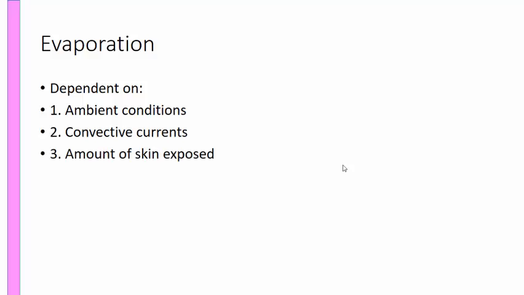It also depends on the amount of skin exposed. So if you are wearing long pants and a long sleeve shirt, then you have very little skin exposed, and any sweat that is produced on your body is just going to be soaked up by those clothes, and you're going to have very little evaporation occurring. But if you wear a tank top and shorts, then you have a lot of skin exposure, and that's going to allow for much more evaporation to occur.